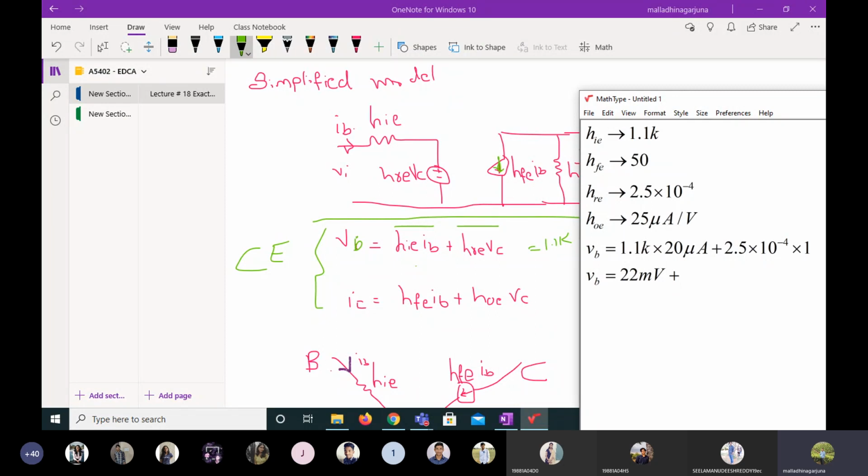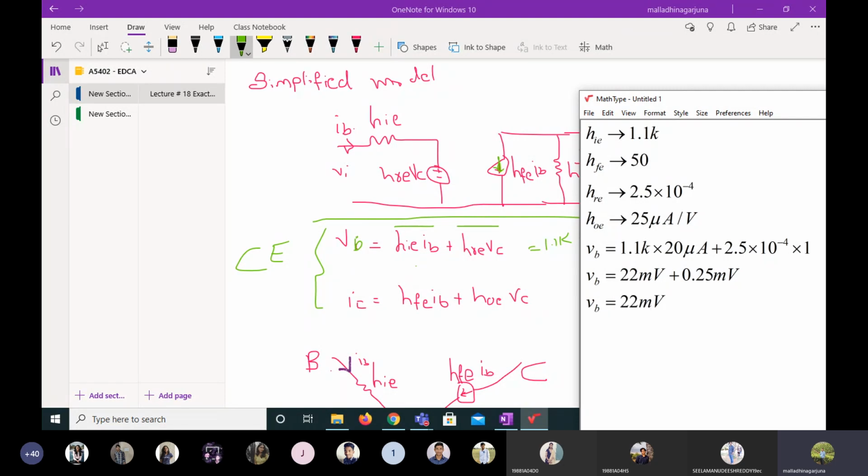So that is how we write 0.25 millivolts. 2.5 into 10 power minus 4 is nothing but 0.25 milli. Now you compare these two portions. The voltage drop across HIE is 22 millivolts. The source offered by HRE into VC is 0.25 millivolts. If you compare these two, VB can approximately be written as 22 millivolts.